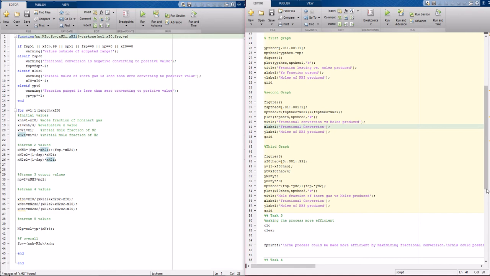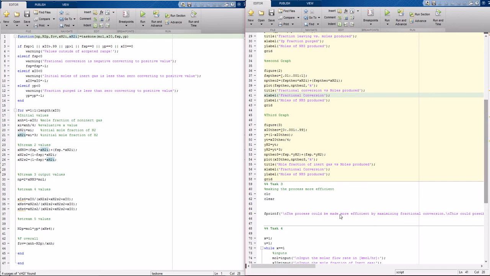Now, our third task here is going to show us the process for making this more efficient, how we could make the production of ammonia more efficient, and how we could ultimately make the process a little bit better.